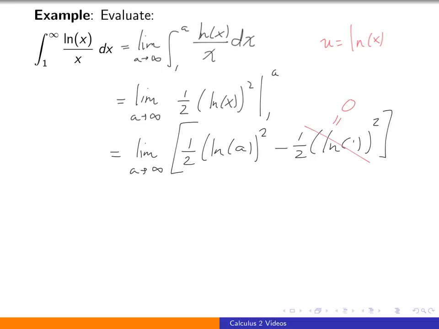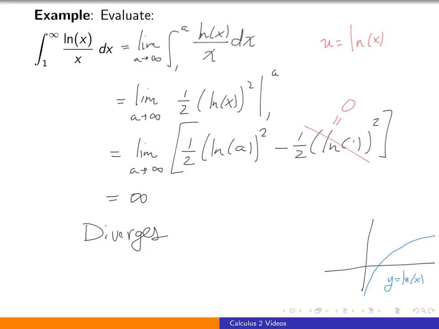Now as a goes to infinity, we're thinking about what happens to the natural log. Well, recall our graphical perspective. The natural log looks something like this. So as x goes to infinity, the natural log of x goes to infinity. Similarly, as a goes to infinity, the natural log of a goes to infinity. So in this case, we would say that the improper integral diverges.